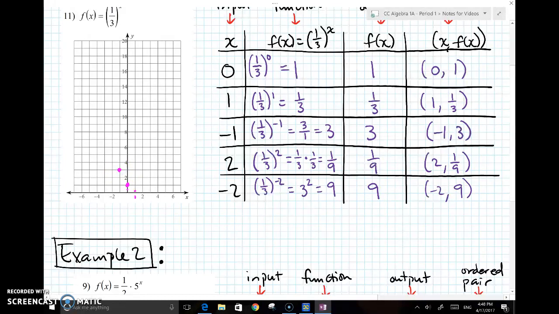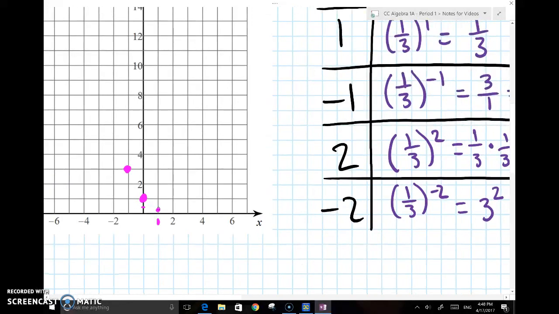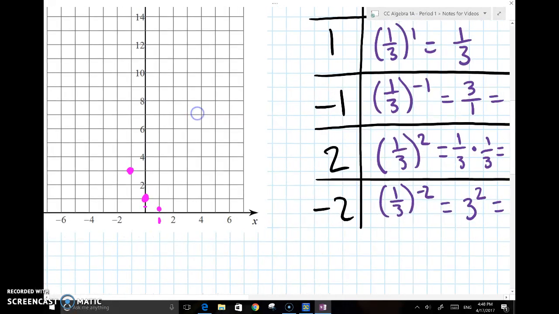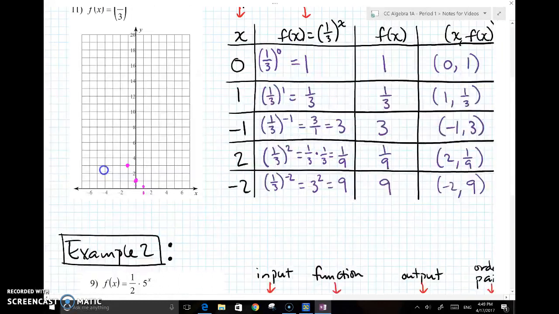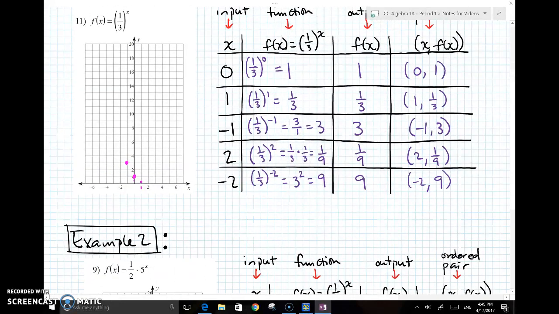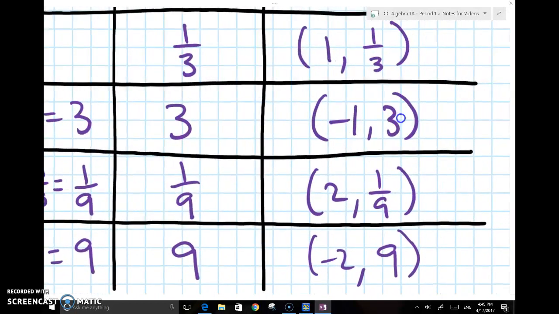But you can begin to see that these 3 points are not linear. They actually do form the beginnings of a curve. And we'll see the curve a lot more clearly once we plot the other points. So let's go on. 2, comma 1/9. Now 1/9 is very, very small.